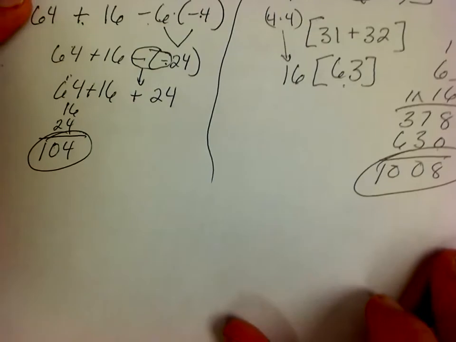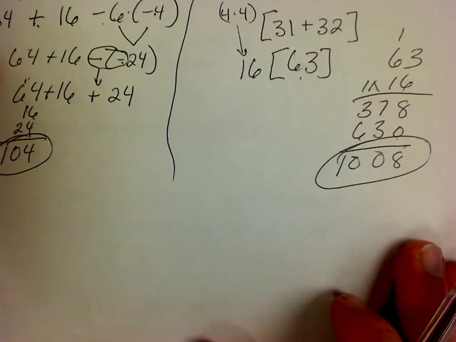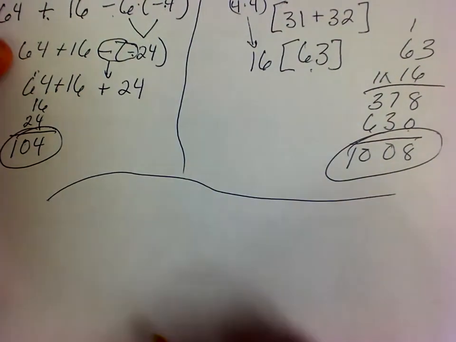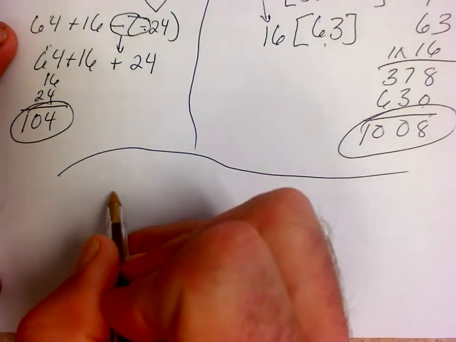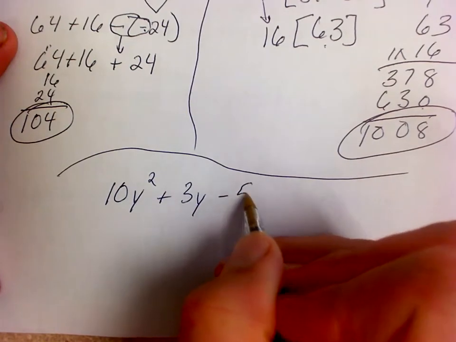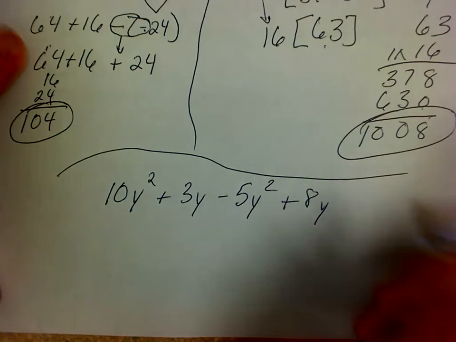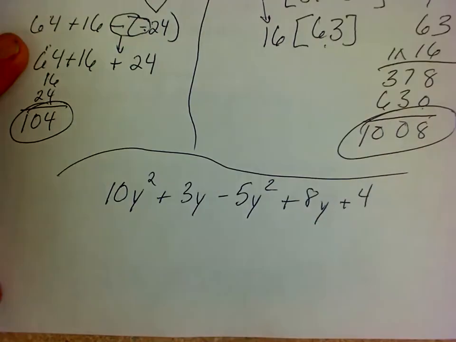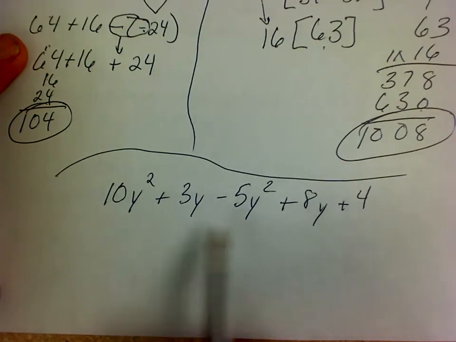Okay, last one I want to look at here. This is kind of a refresher. We do still have some simplifying issues we need to make sure get taken care of. 10y squared plus 3y minus 5y squared plus 8y plus 4. This is a simplifying situation, not so much order of operations, but we've seen this a couple of times already. We still need some practice here.